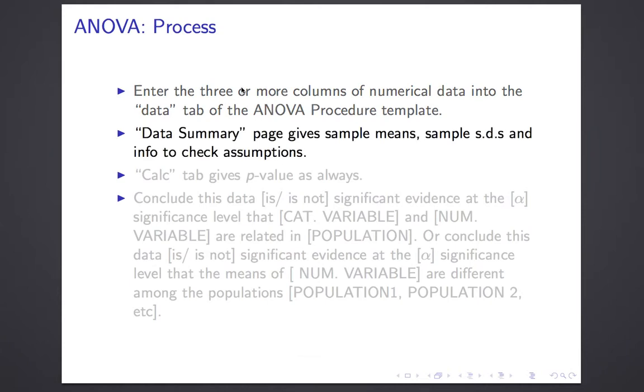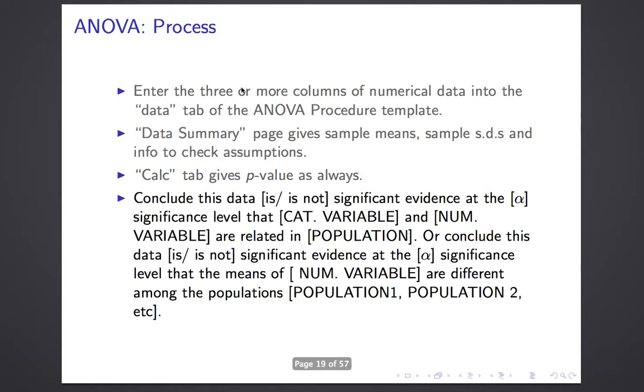The next tab over is the data summary tab, and it gives the sample means and the sample standard deviations of each sample, as well as the sample size, and other information that's relevant to the computation or to checking assumptions. We'll take a look at that. The calc tab gives the p-value, as always, and as always, if the p-value is less than the significance level, we'll conclude this data is significant evidence at the alpha significance level that the categorical variable and the numerical variable are related in the population. If the p-value is greater than the significance level, we'll just say that it's not significant.